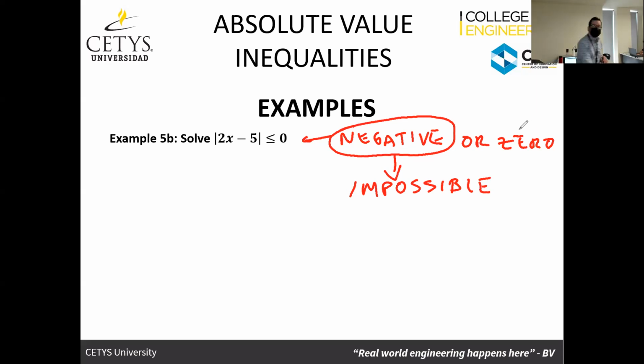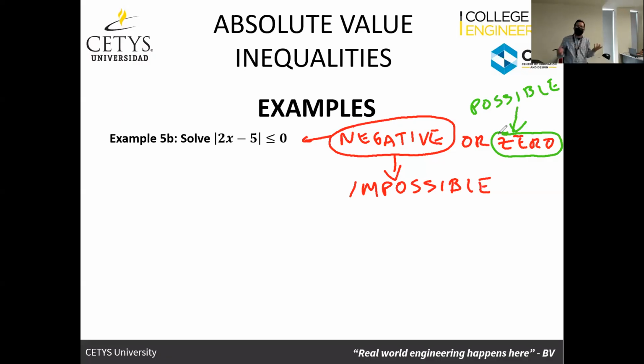But this 0 is possible, because we mentioned in the theorems that an absolute value can be 0. Okay. So what are we going to do to find the solution set for that one?